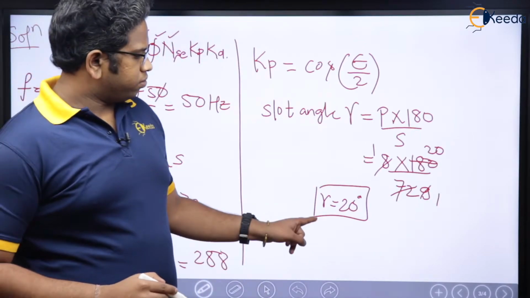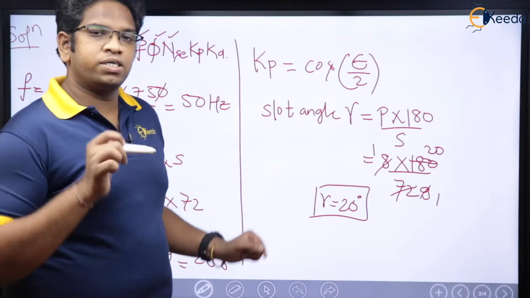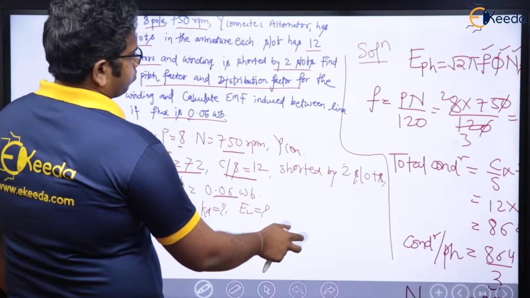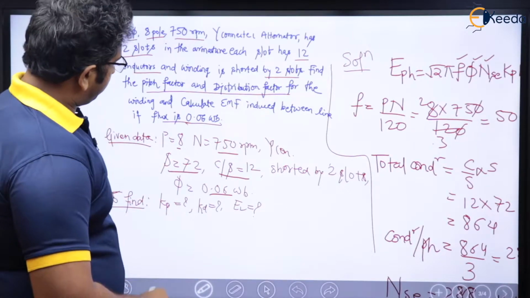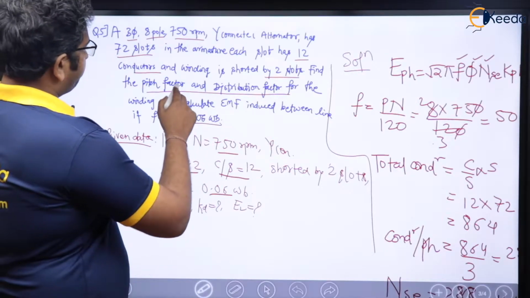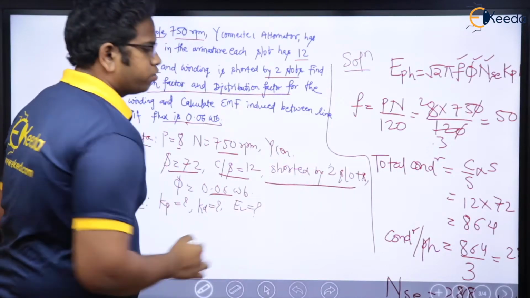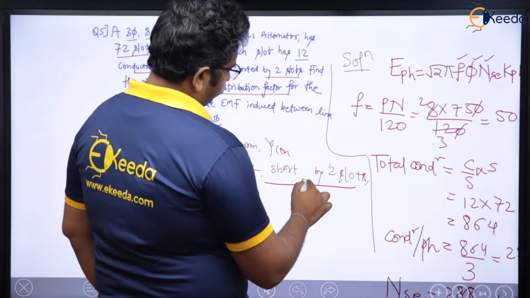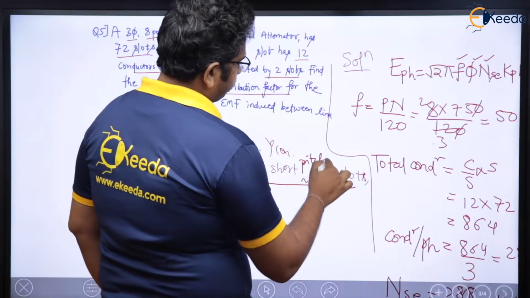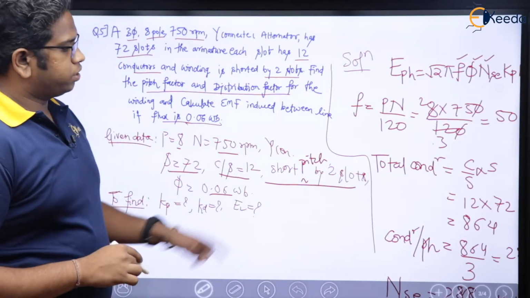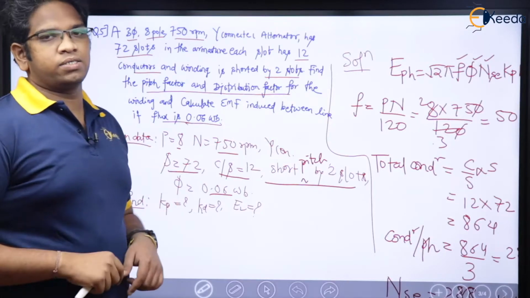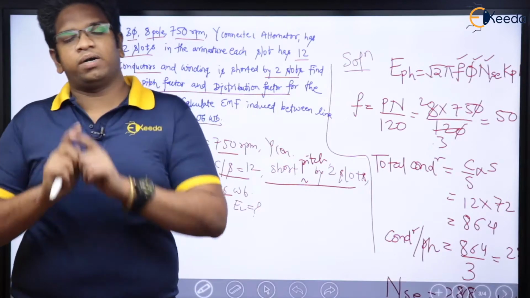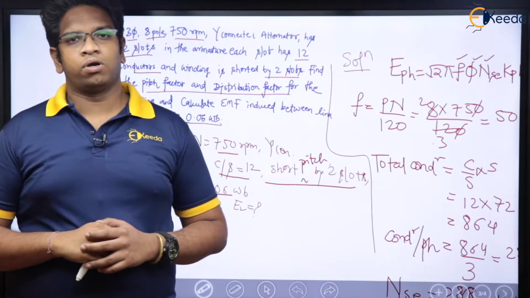Now, what is given there? They are saying that it is short pitched by 2 slots. This is not shorted, guys, this is short pitched. Shorted also is okay, but let us be perfect in that. Short pitched by two slots, in the sense of two slot angles, because you need the angle there, right? Physically, it is short pitched by two slots.